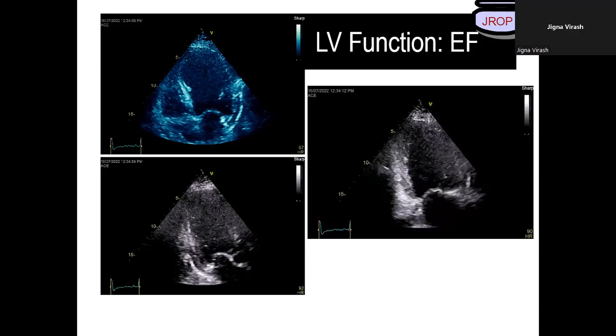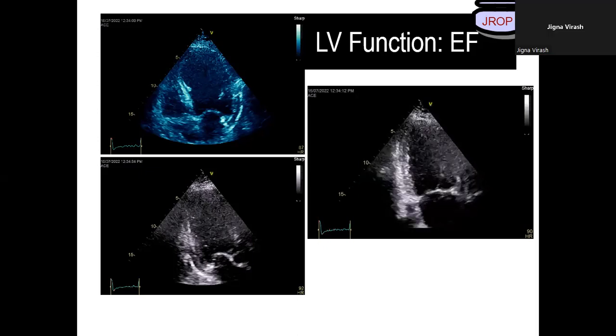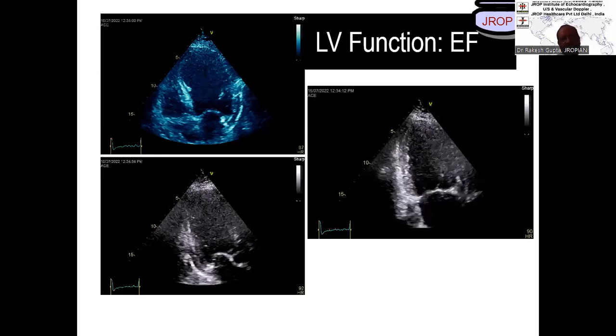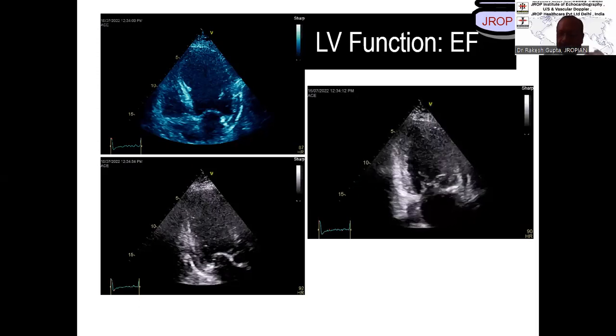Sir, because that segment is thinned out, so we can tell this is chronic. Correct. Once the LV starts dilating and the segments appear to be thinned out, whether the patient comes with chest pain then or before, we suspect these patients have an old insult. Old MI, yes, sir. Not an acute MI, right? Yes, sir. Okay, good, Jigna, great work. Thank you, sir.